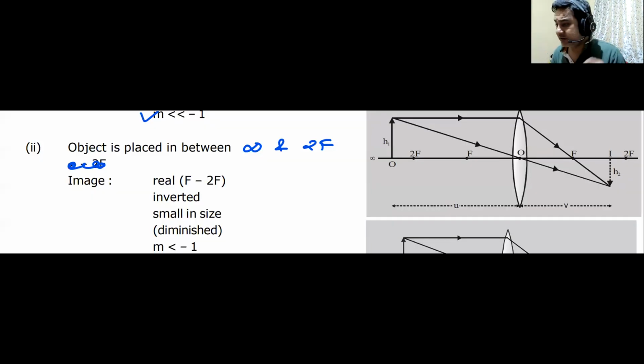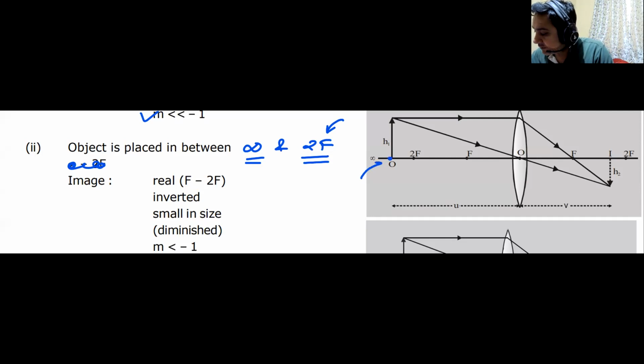Then that takes us to the second position. Now remember, in case of mirror, it was called C, the center of curvature. Remember, there are two centers of curvature here. So instead of calling it center of curvature, we are calling it 2 times F. So now the object is not at infinity. It has come closer and it is somewhere between infinity and 2F. So the object is placed here.